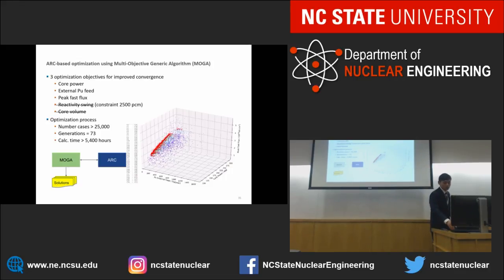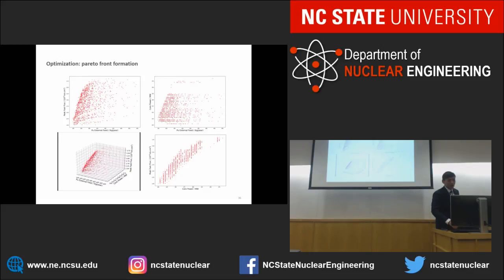So how does the performance look? This is again the Pareto front formation. I pick any two of them and create a map. I want to reach into these directions, for example, minimizing the plutonium feed while maximizing the peak fast flux. So this is the direction I'm going. I'm going to pick some design in this location. And the same for the others. This is just a 3D visualization of the Pareto front.